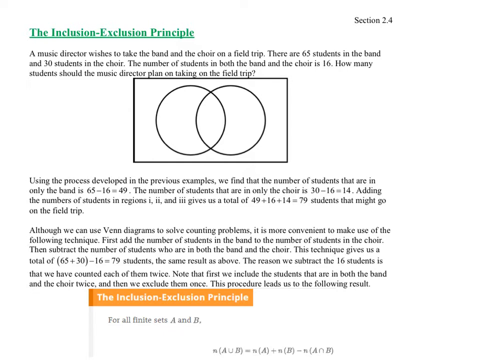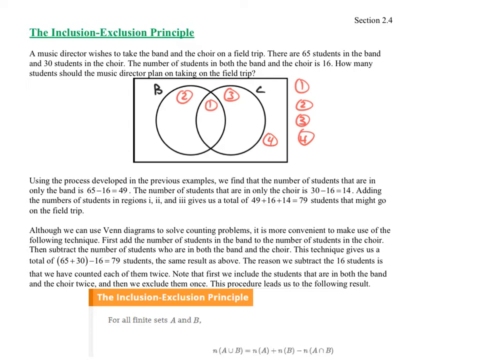Well, let's go ahead and label the Venn diagram that we're given here. We have a music director for band and choir, right? So I'm going to do a B for band and a C for choir. That's understandable. I'm going to label my regions 1, 2, 3, and 4, like I always do, starting in the center and working my way out. Region 1 we know is both.